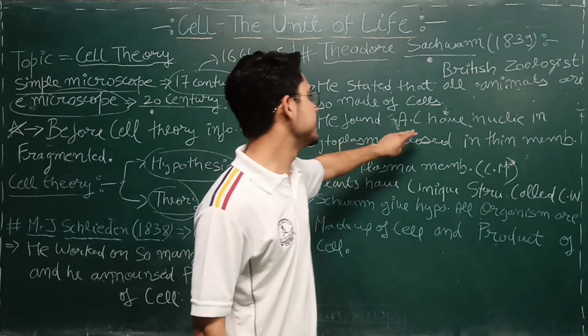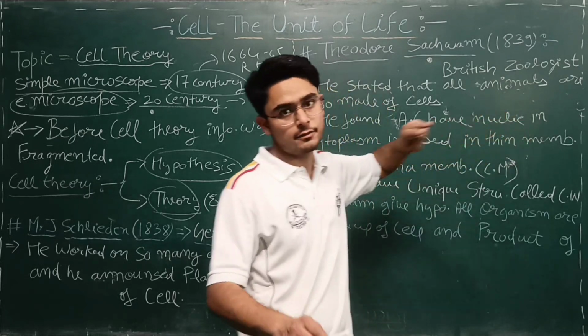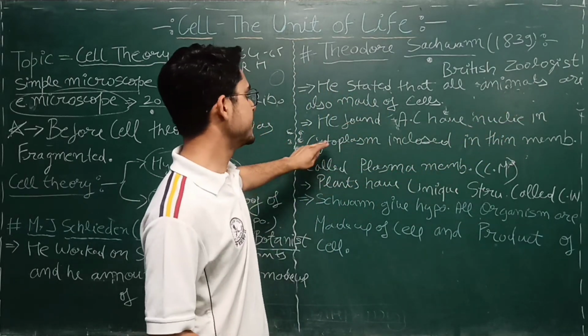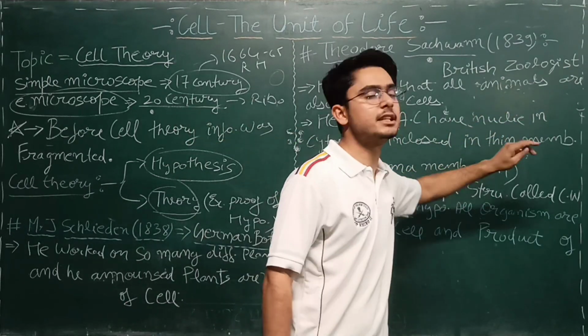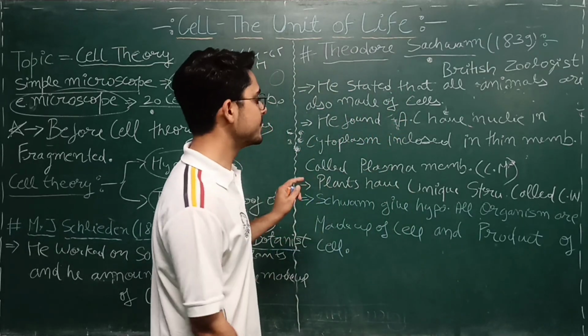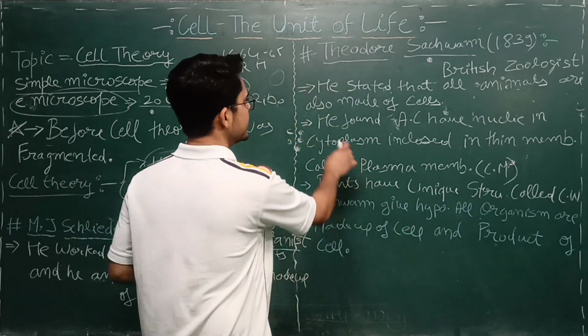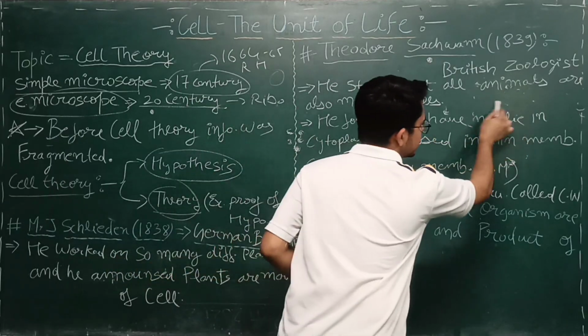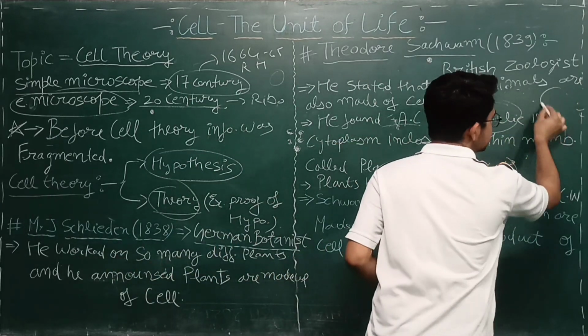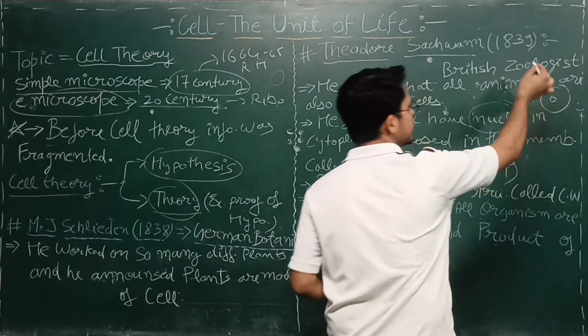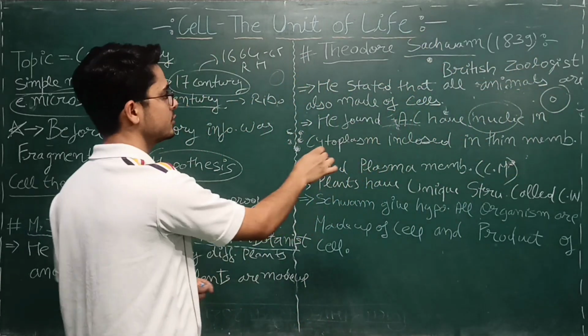He found that animal cells have nuclei. He found that animal cells have nuclei in cytoplasm enclosed in a thin membrane. A thin membrane called plasma membrane, or you can say cell membrane. We know that this is the animal cell and it has a nucleus in between the cell.